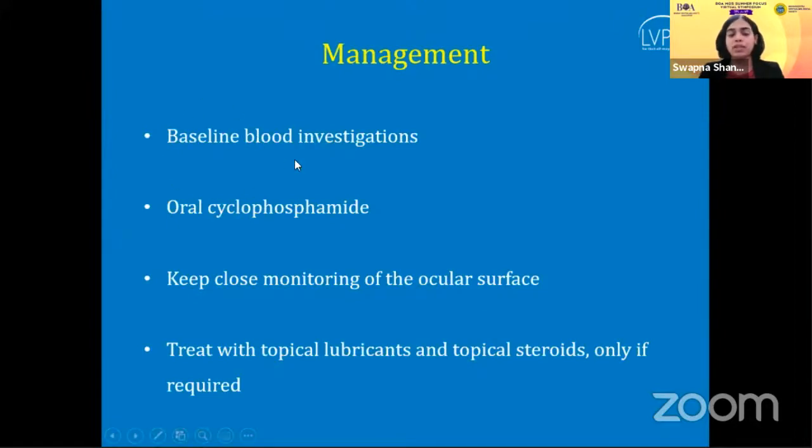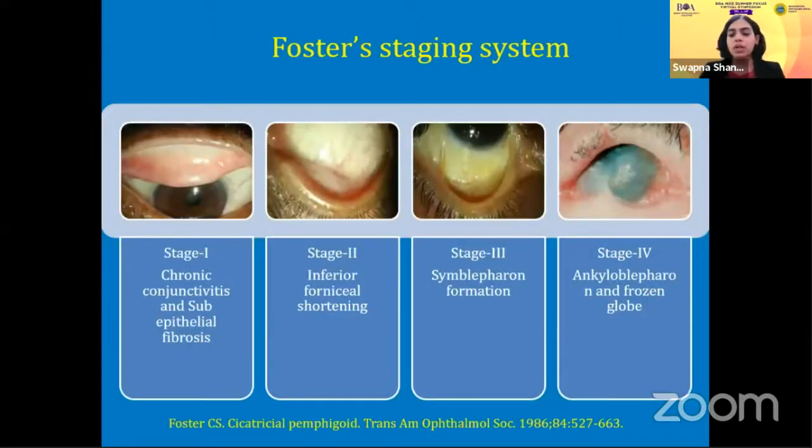We did baseline blood investigations. We gave oral cyclophosphamide 1 mg per kg and kept a very close monitoring of the ocular surface of both the eyes and explained to the patient what the prognosis of this disease is, which is very important for these cases. And we also treated her with topical lubricants, and topical steroids are only used if there is acute ocular surface inflammation. Now, what happens if we do not immunosuppress these patients?